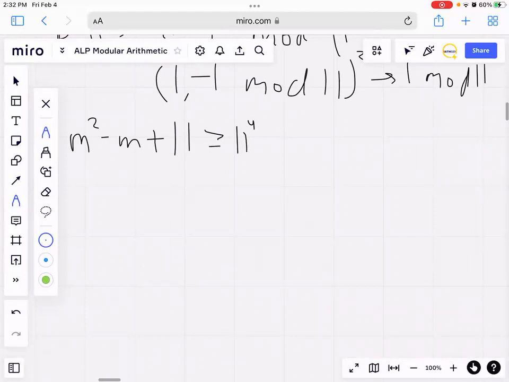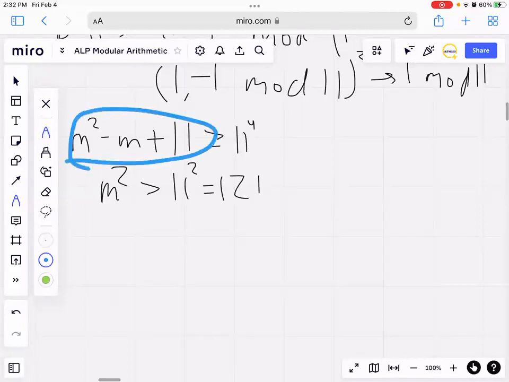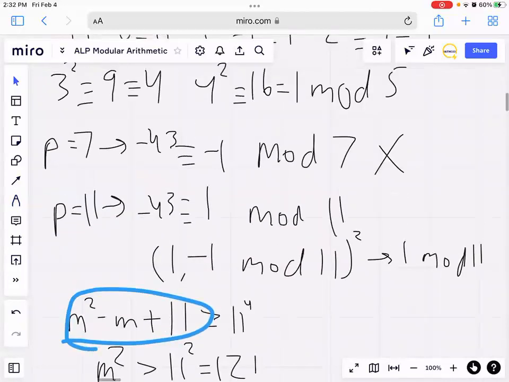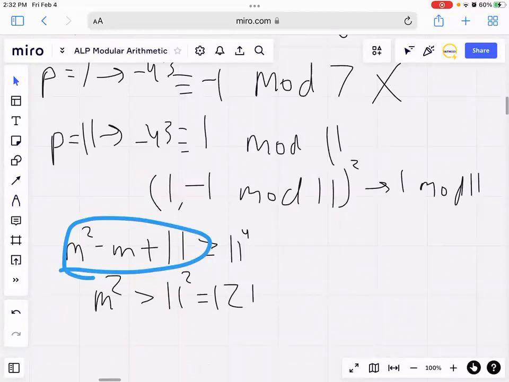Therefore, we have that m squared has to be greater than 11 squared, which equals 121, for this expression to be greater than 11 to the power 4. And previously we found that either 1 or -1 mod 11 can work for this equation.